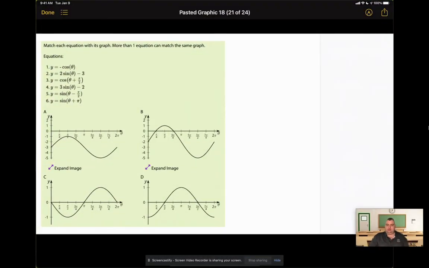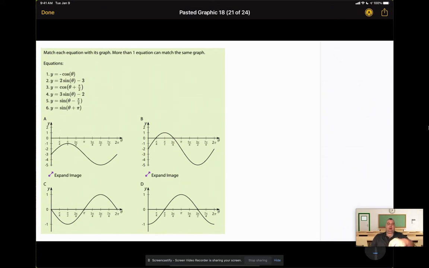for this lesson. In this case, we are matching graphs with equations, okay? So the first one is negative cosine of theta. Now we know that cosine of theta, we should know from the past, that cosine starts at 1, goes down to -1, comes back up to 1. So starts at 1, down to -1, and then up to 1.